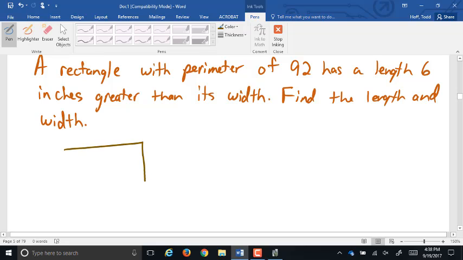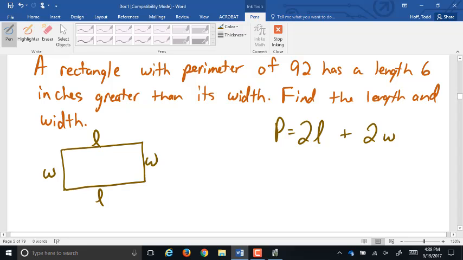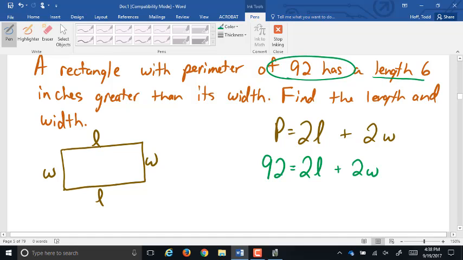So let's draw a rectangle here. We have the width, we have the length. Perimeter is 2 times the length plus 2 times the width. However, we know the perimeter is 92. Well, we still can't solve that because we have 2 variables in there, the length and the width. But there is a relationship between them. The length is 6 inches greater than the width. So the length is the width plus 6, or 6 plus the width, whichever way you want to put it.